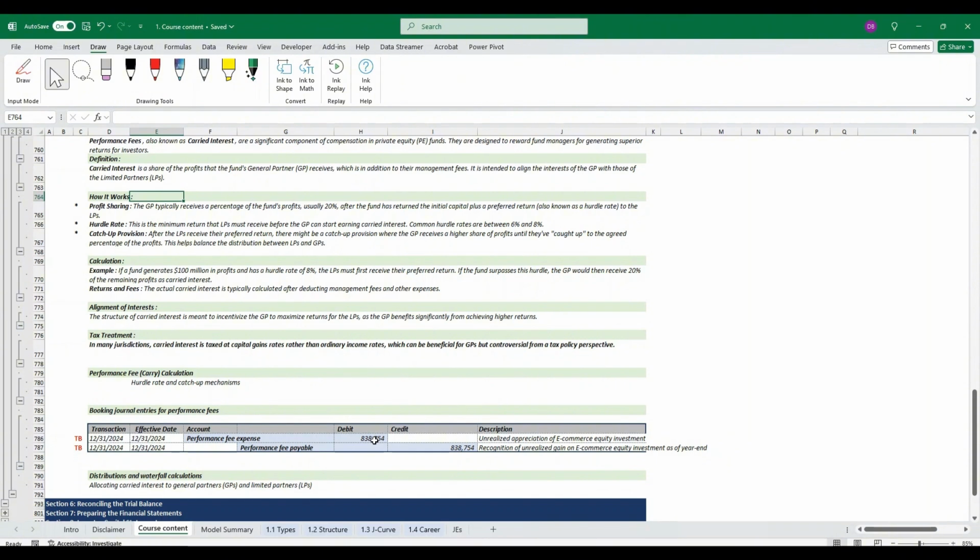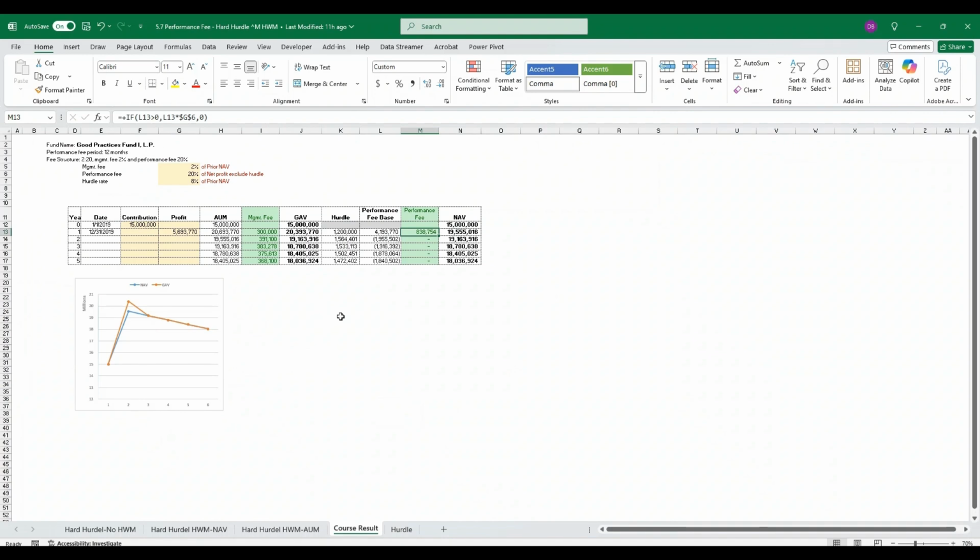For this particular situation here, our performance fee expenses would be $838,000. Let me bring our model to show you how we got this result. In my fund compensation mini course, if you go through the performance fee hard hurdle with high watermark, you would see this calculation here. We set up the 50 million contribution, and with the profit we have 5.693770. This is the number we got from our income statement.